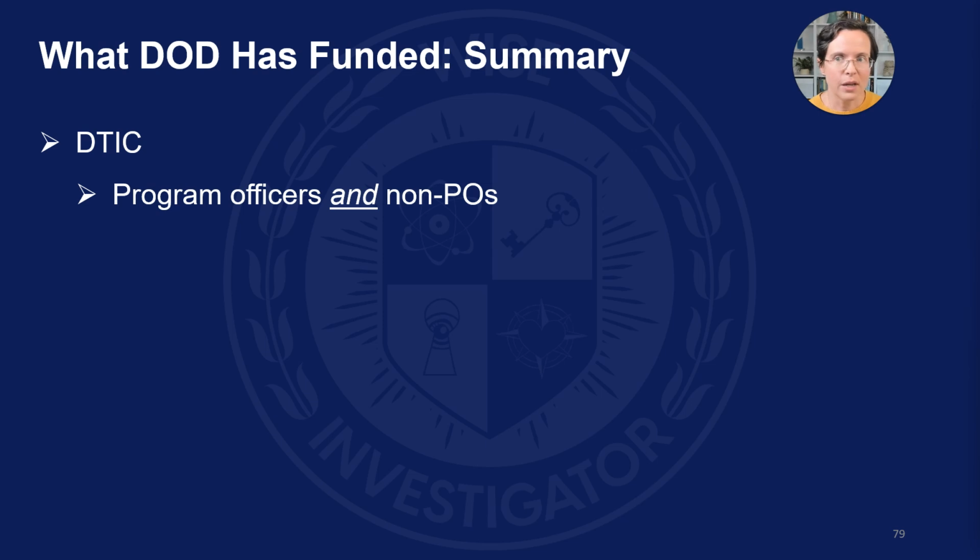The point here is that you want to look for the contact information for program officers, which generally you can find through the websites and through the BAAs. But with DTIC, you can find non-program officers. You can find, again, all these scientists and engineers who are doing the research. These are great people for you to get in touch with.